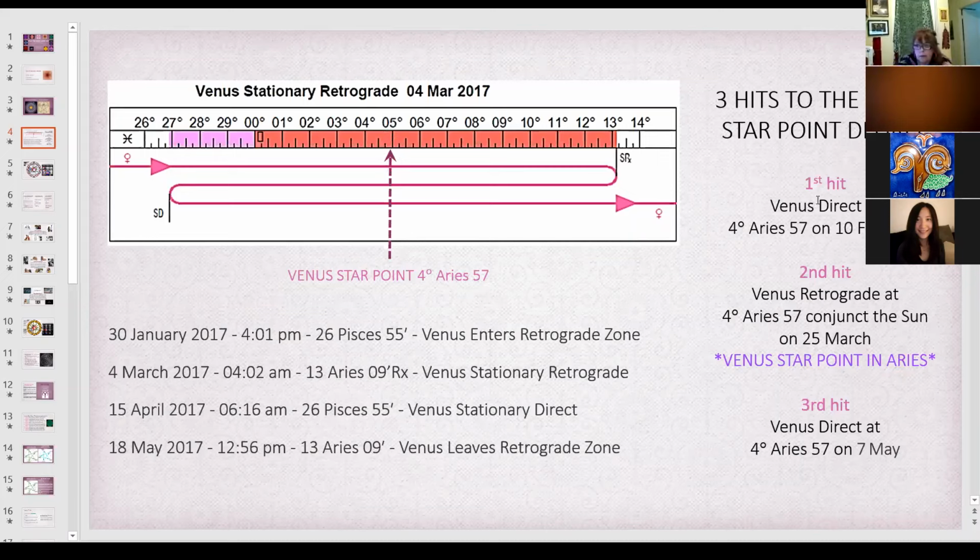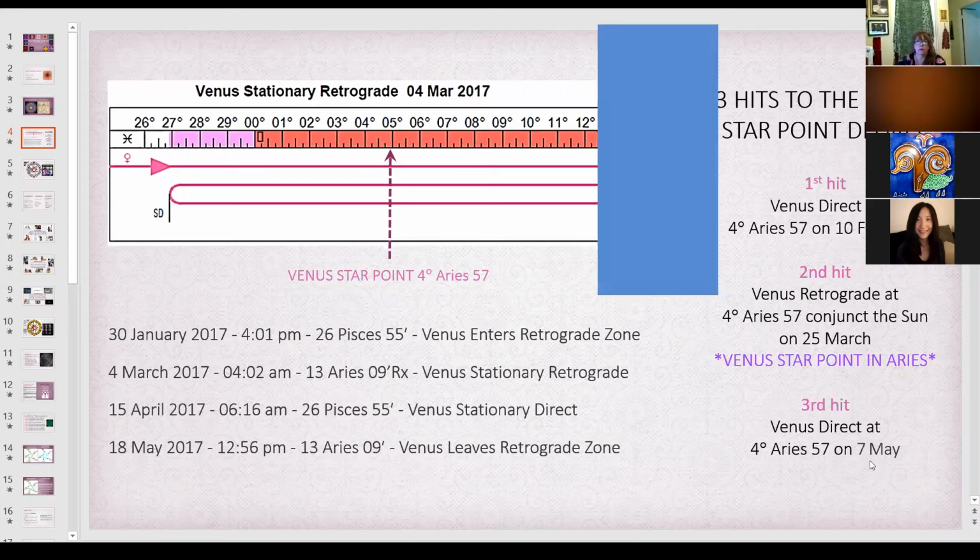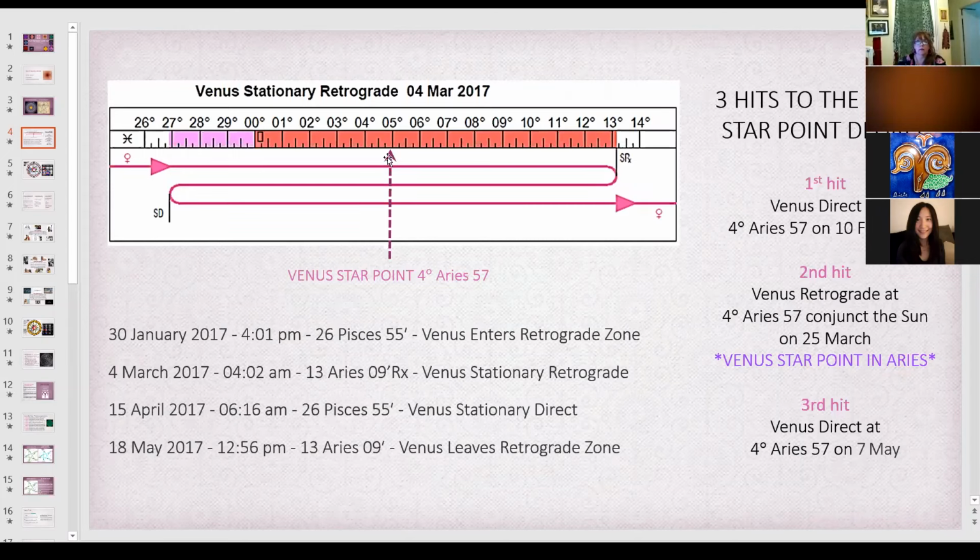And so the first hit happened on the 10th of February. The second hit will happen on the 25th of March, and that's called the Venus star point in Aries. And the third hit is on the 7th of May, and that'll be the final hit of that star point degree. So Venus stationary direct takes place on the 15th of April, and Venus leaves the RX zone on the 18th of May.